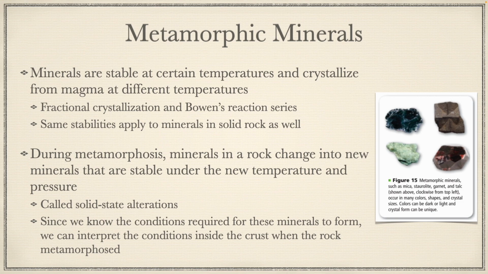So if, for example, you heat up the rock enough that it doesn't totally melt, but there are certain minerals that are more stable, then those minerals will start to form in that metamorphic rock. During metamorphosis, minerals in a rock change into new minerals that are stable under the new temperature and pressure conditions. These are called solid state alterations, or we said solid state transformations earlier. Since we know the conditions required for these minerals to form, we can interpret the conditions inside the crust when the rock metamorphosed.